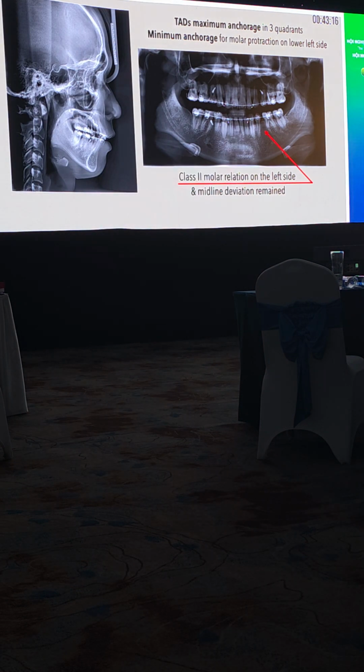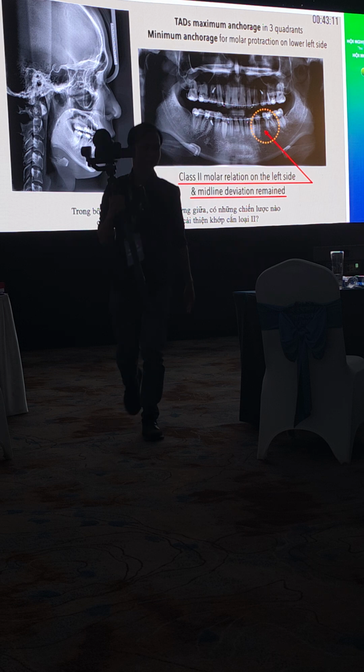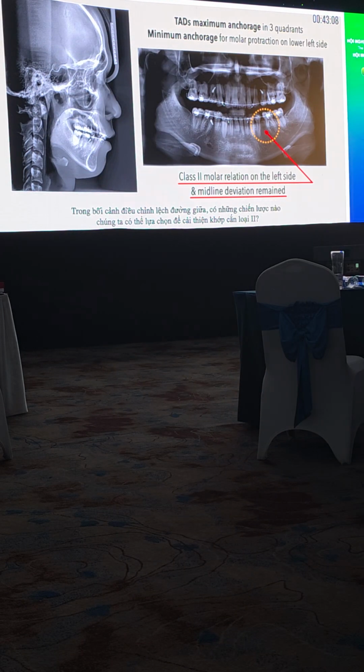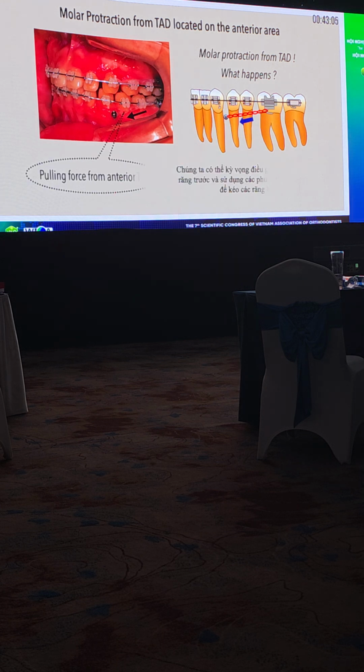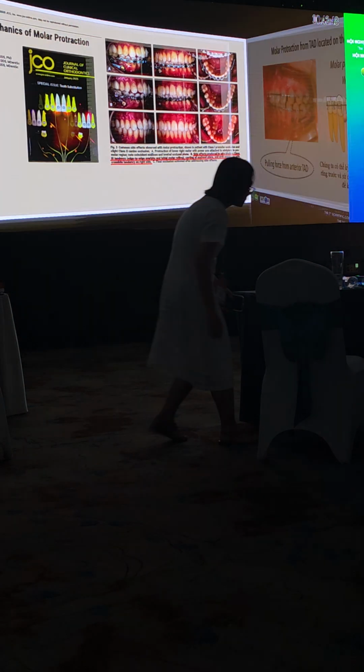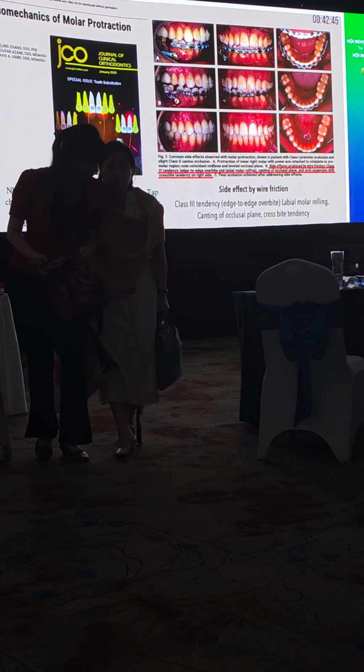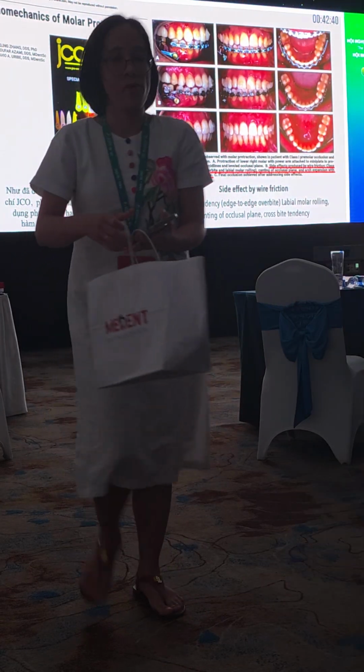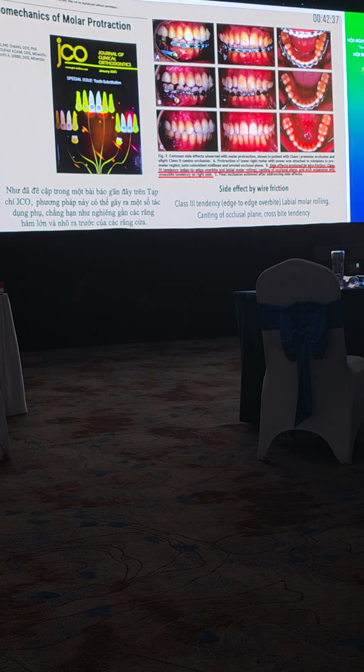In the context of midline correction, what strategy can we choose to improve the Class II occlusion of the molars? What responses can we anticipate if we install TADs in the anterior region and utilize a conventional method to retract the molars? As noted in a recent JCO article, there may be side effects associated with this approach, such as major tipping of the molars and protrusion of the incisors.